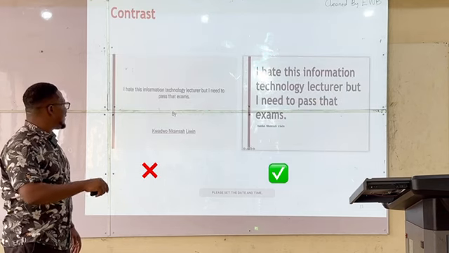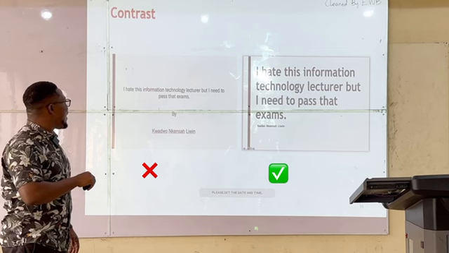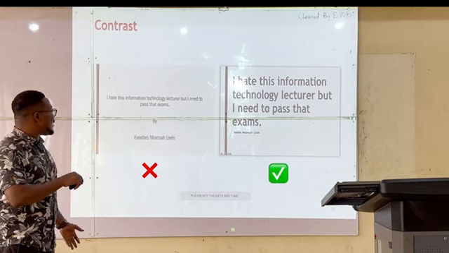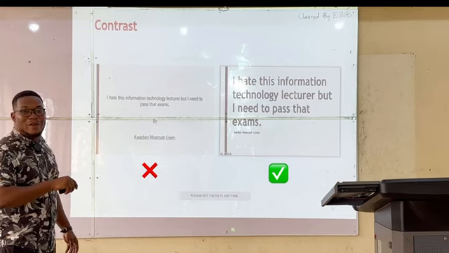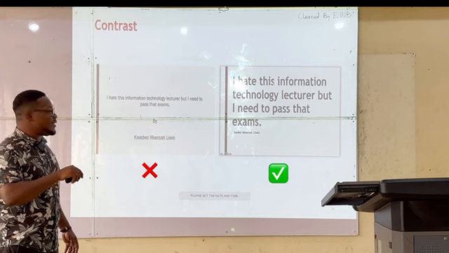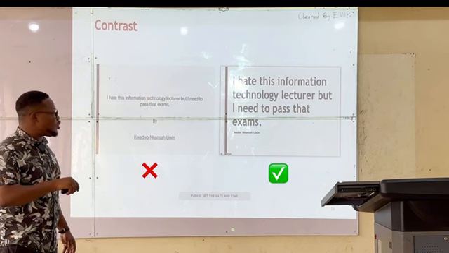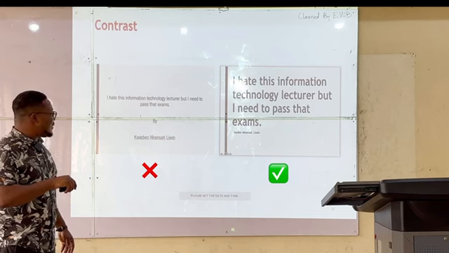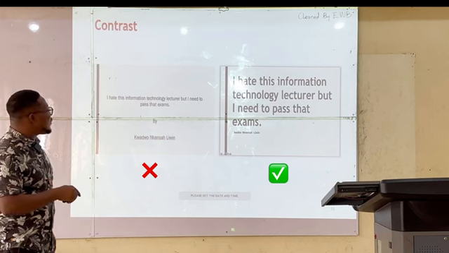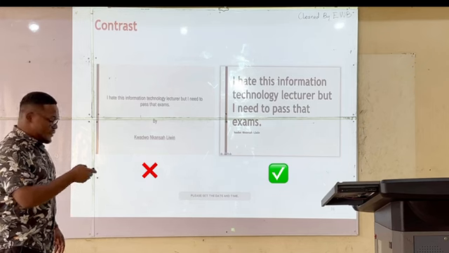Still under contrast, look at this. I hate this information technology lecturer, but I need to pass that exam. Look at the font size of this together with your name. There's no difference, right? But if you want people to know that you really hate the IT lecturer, then you have to put it in bold. The content needs bolding, okay? In terms of font size, it should also be big. Your name is not really relevant, so that should be small and placed down beneath the content, right? Contrast in terms of the size of your writings.